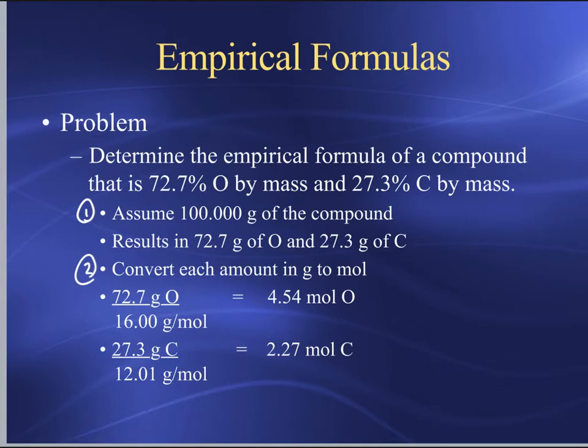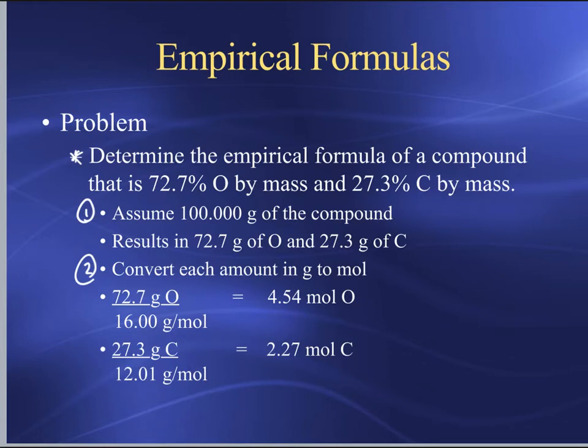So, the problem will say something like this. Determine the empirical formula of a compound that is 72.7% oxygen by mass and 27.3% carbon by mass. There are a few steps to solve this. Step number 1, assume 100 grams of the compound exactly. If you do that, you can convert the percentages given in the problem into grams. So if we assume 100 grams, then 72.7 grams of the compound is oxygen and 27.3 grams of it is carbon.